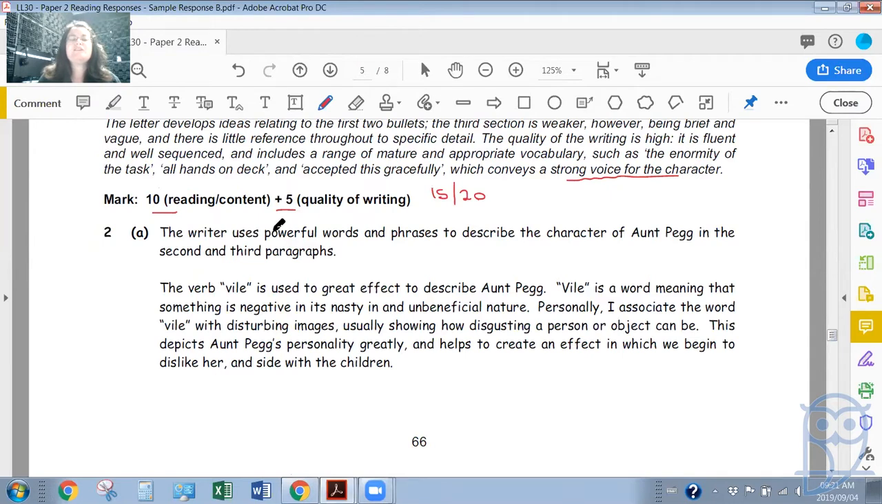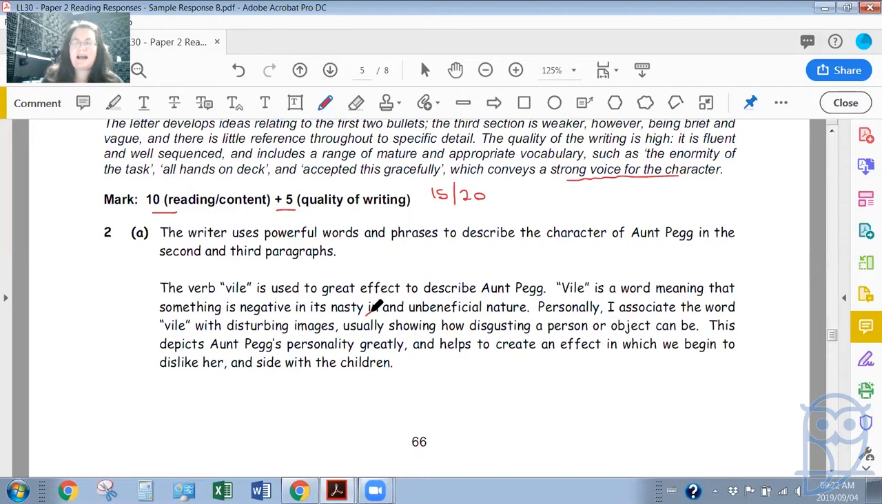2A. The writer uses powerful words and phrases to describe the character of Aunt Peg in the second and third paragraphs. The verb vile is used to great effect to describe Aunt Peg. Vile is a word meaning that something is negative in its nasty and unbeneficial nature.